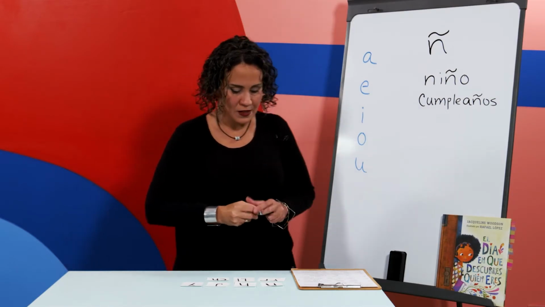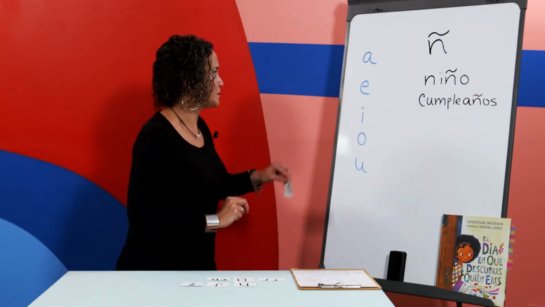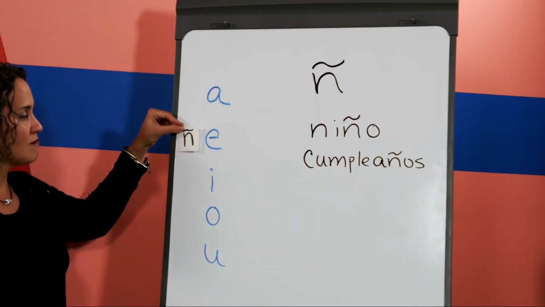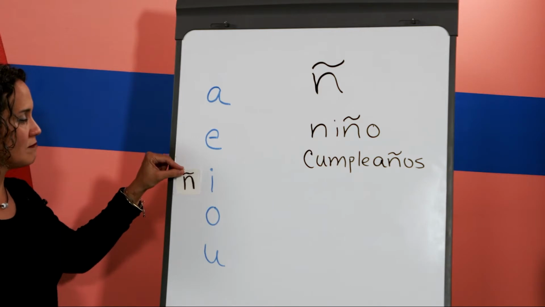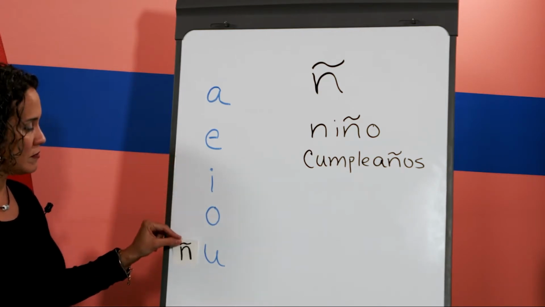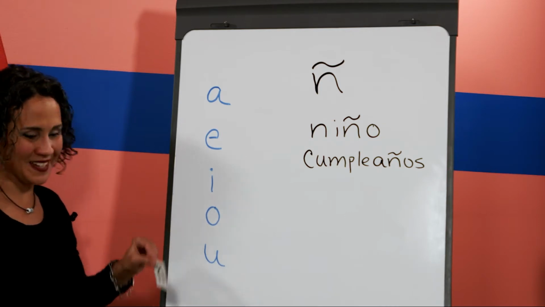Okay? So let's practice with the vowels right here. That would be ña, ñe, ñi, ño, ñu. Okay? All right.